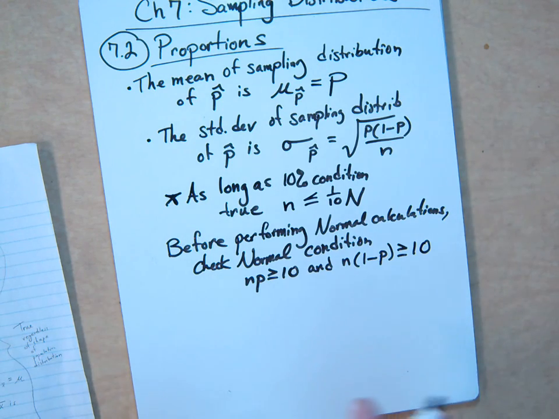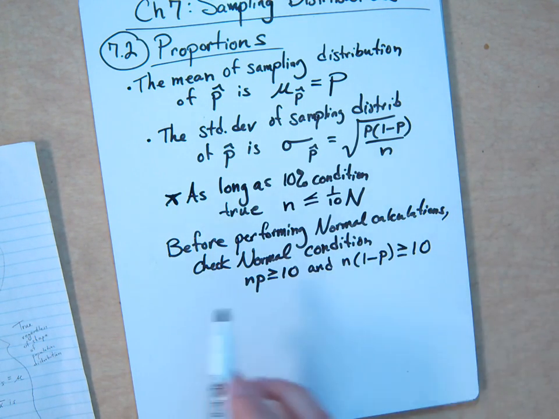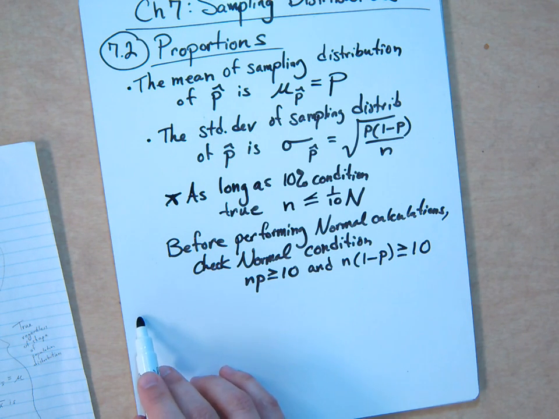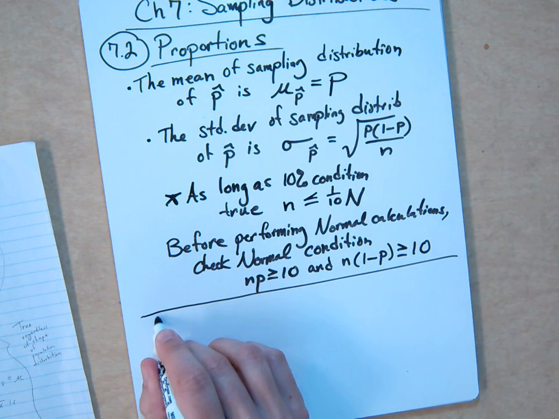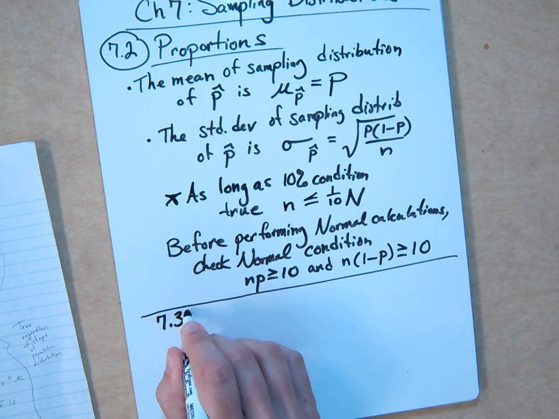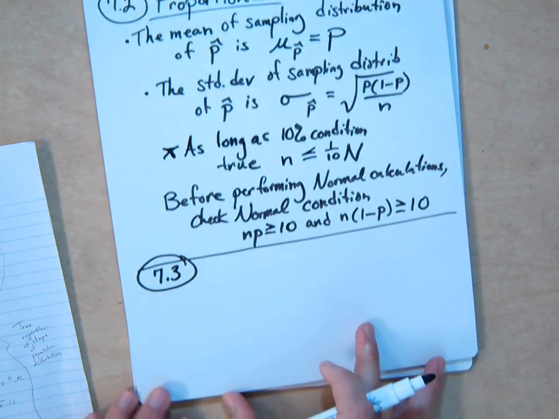So that's everything for 7.2 proportions. Those are all the formulas and the conditions for 7.2. And then how that changes for 7.3 for means.